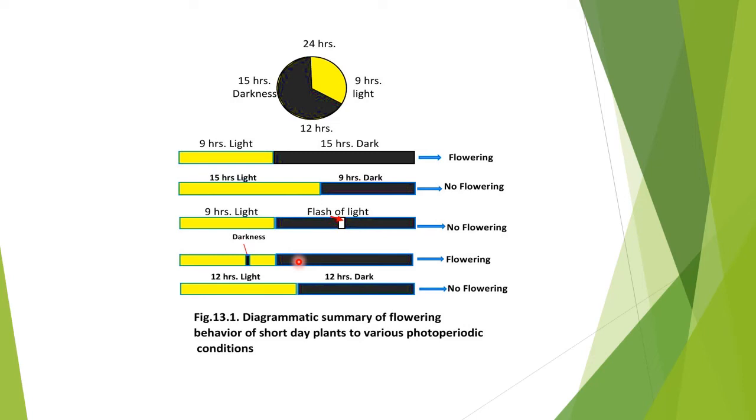And then it was seen that during the light period you are introducing a dark period, giving the night the same, so flowering was there. That means if you interrupt the light period, that's not important. If you interrupt the dark period, that's important. So when 12 hours of light and 12 hours of darkness were given, no flowering was seen. So this is how you see the flowering behavior of short day plants to various photoperiodic conditions.